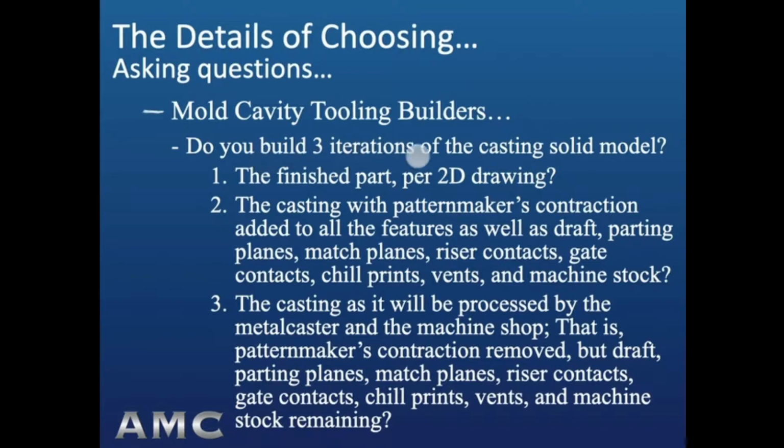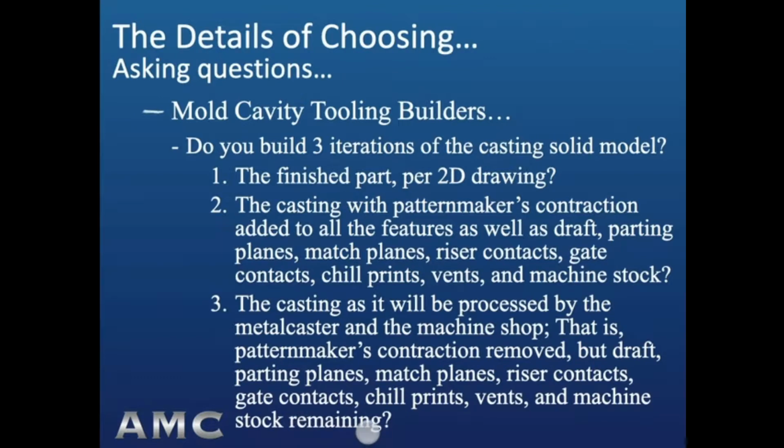First, the model for the finished part for the 2D drawings. Second, the casting with pattern maker's contraction added to all the features, as well as draft, parting planes, match planes, riser contacts, gate contacts, chill prints, vents, and machine stock. And the third, for the casting as it will be processed by the metal caster and the machine shop, that is, the pattern maker's contraction removed, but draft, parting planes, match planes, riser contacts, gate contacts, chill prints, vents, and machine stock remaining.